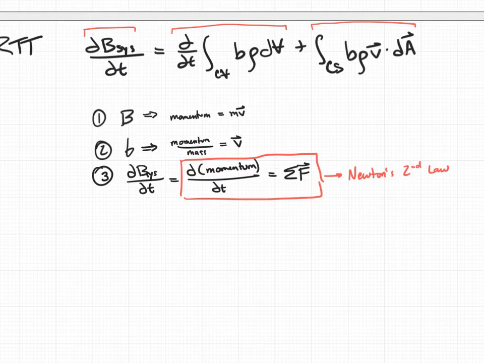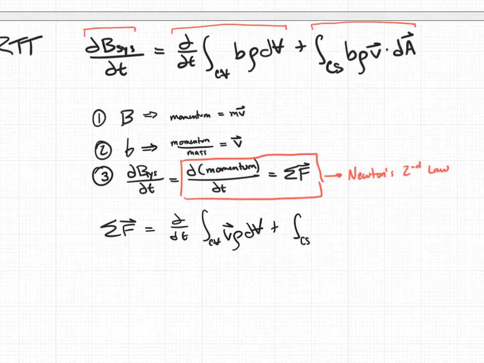So if we plug all these things into the Reynolds transport theorem, dB_sys/dt gets replaced by the sum of forces, which equals d/dt of the integral over the control volume of lowercase b, which becomes the velocity, times rho dV, plus the integral over the control surface of v rho v dot dA.